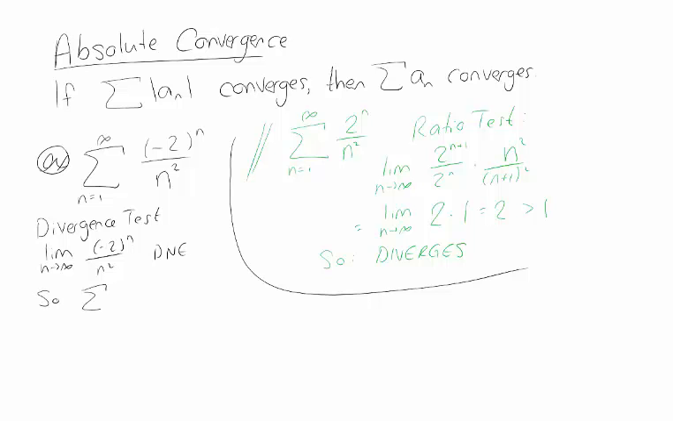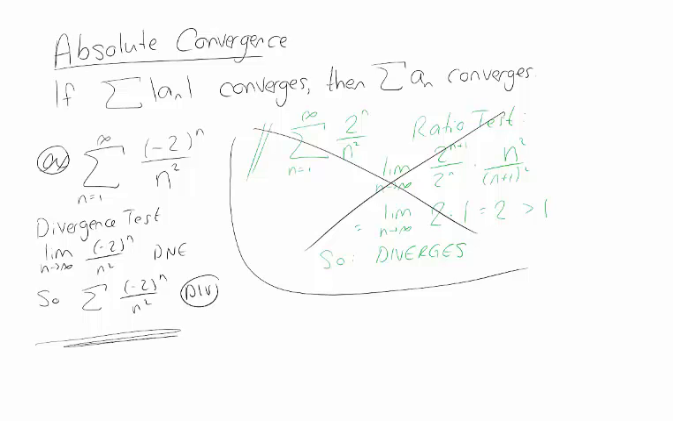So my series diverges. And we didn't actually get to use our absolute convergence test. You can't use the absolute convergence test to show that this kind of a series diverges.